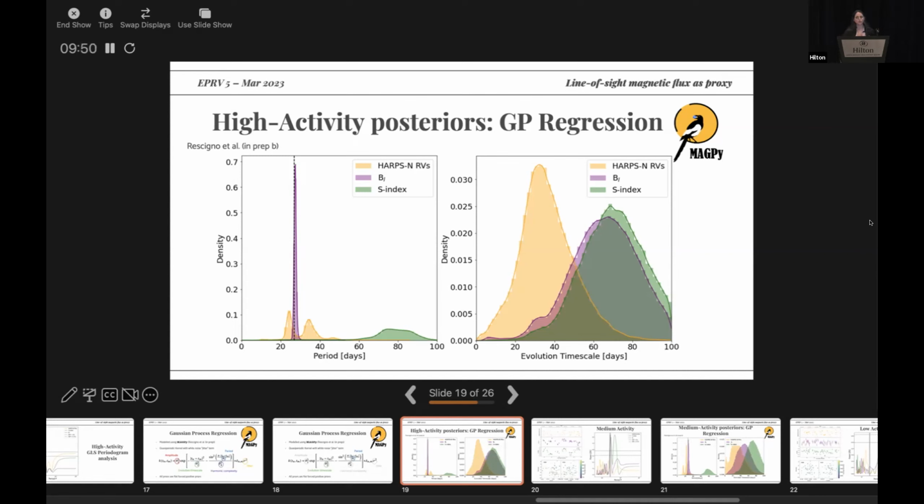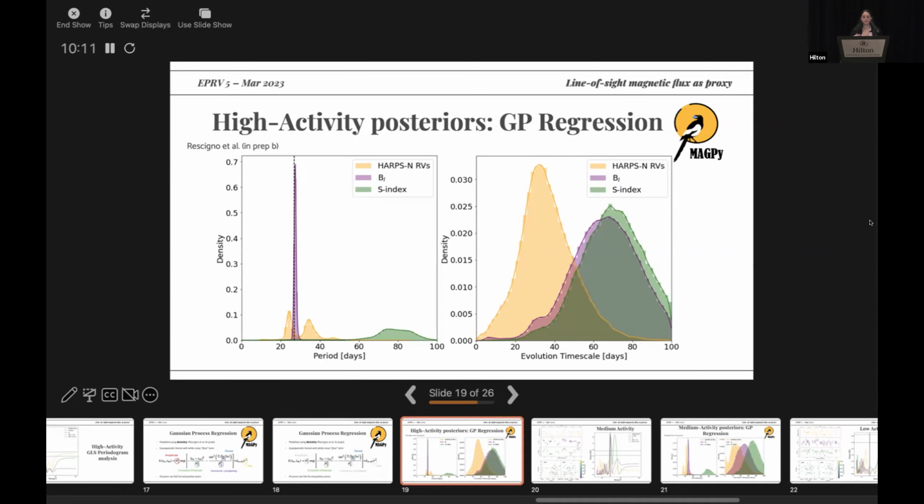But at the same time, we do expect the evolution timescale of the magnetic flux to be slightly longer than the one from the RVs, because the magnetic fields that generate the kind of variability that we are sensitive to in RVs endure longer on the surface of the star than their photometric counterparts.